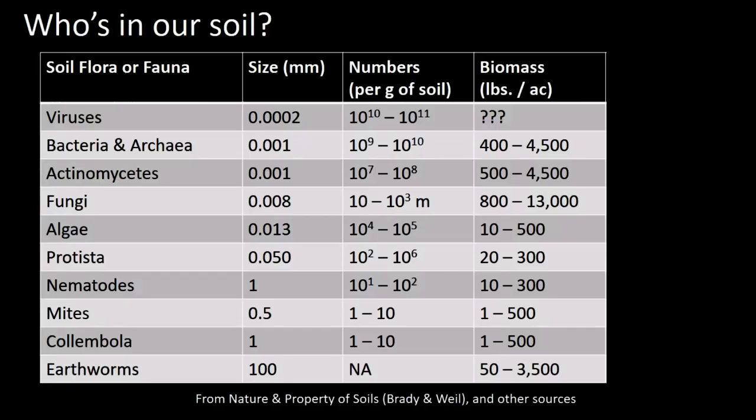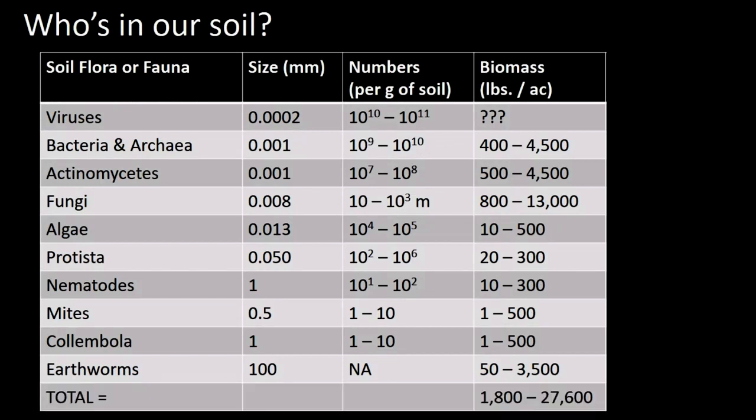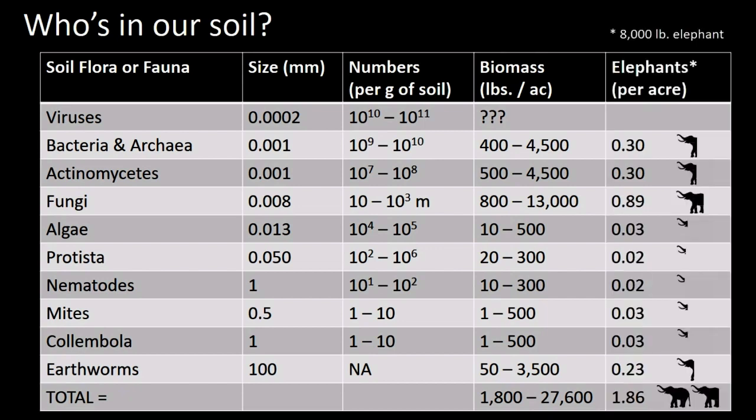And what weight? I gave you guys an estimate of an 8,000 pound elephant. So when we add all these up, the low end is 1,800 pounds, but it could be as much as 27,000 pounds or more. And then if we look at that elephant equivalence, most of that is in microbes, right? So we've got almost one whole elephant just of fungi in some soils, probably mostly forest soils. But there's a third of the soil biology that's in the other microbes as well, bacteria, archaea, and actinomycetes.